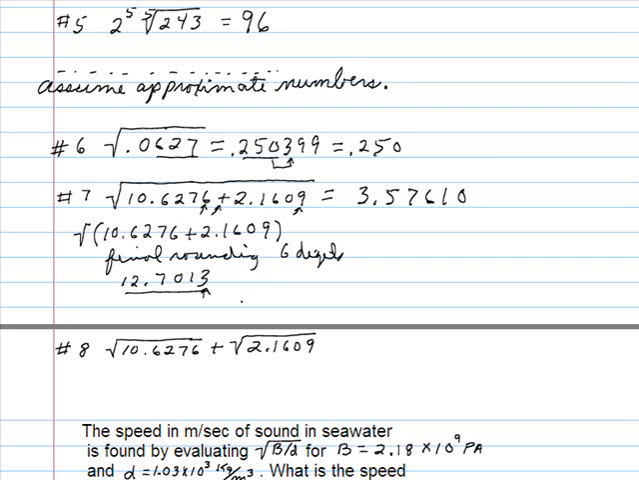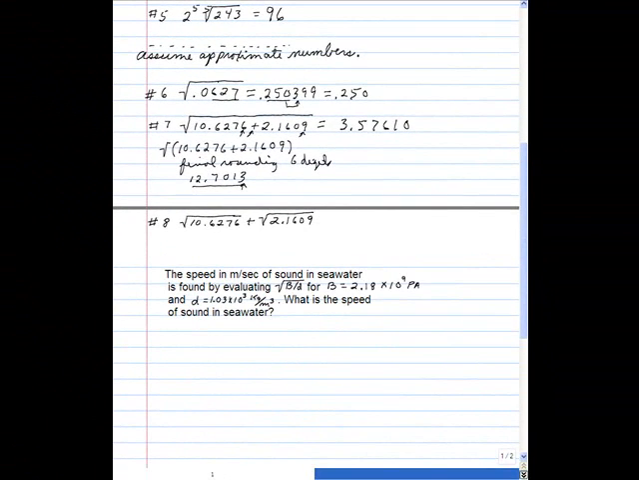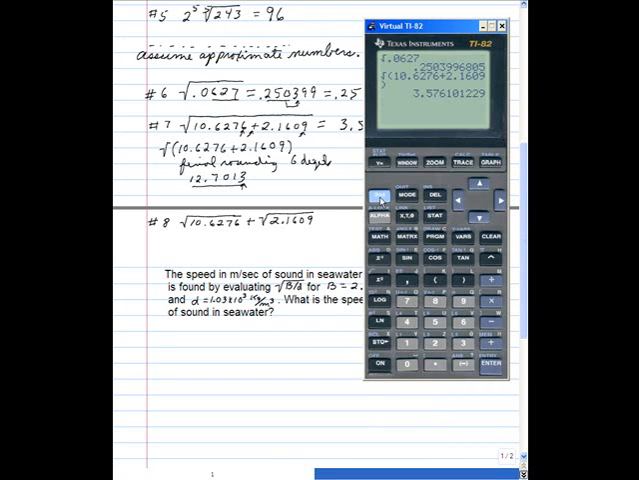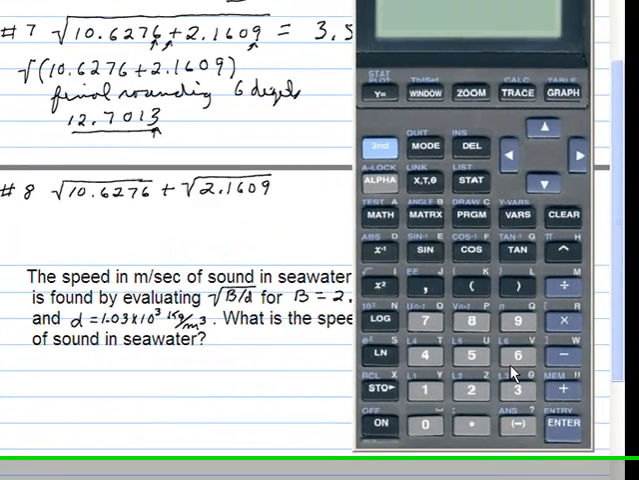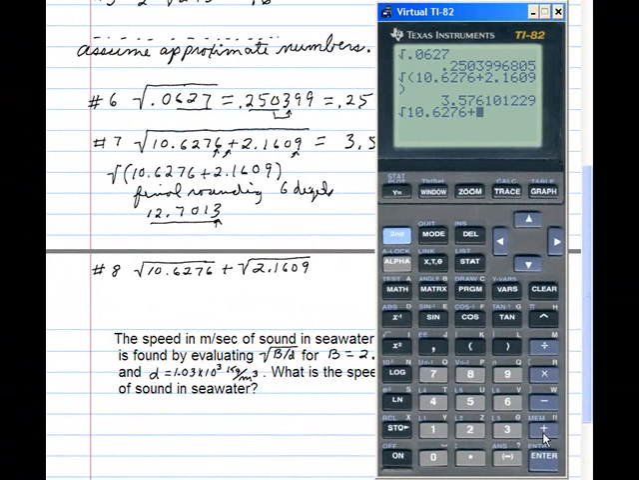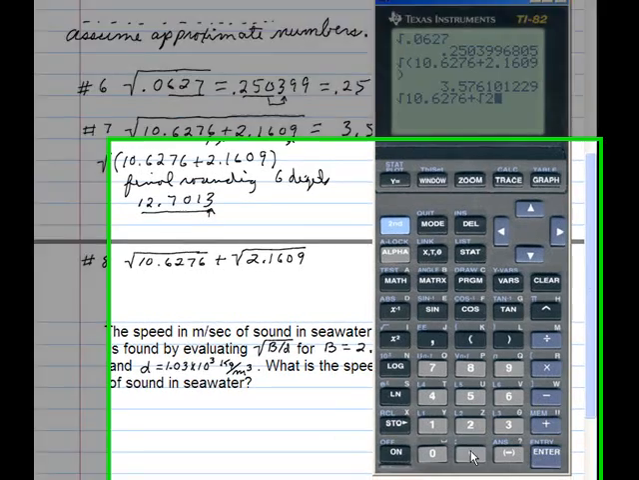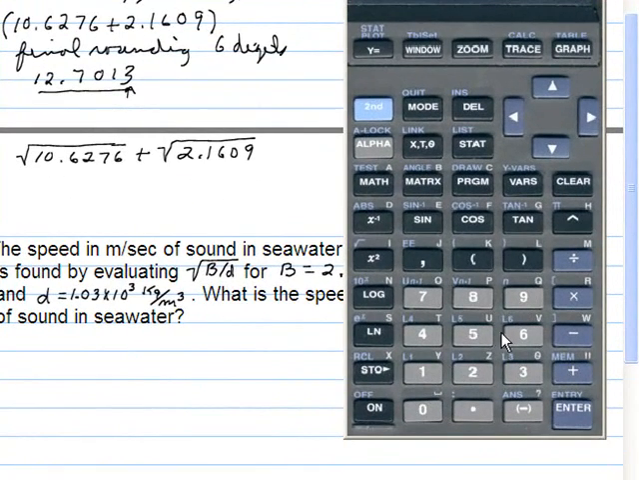Now let's do the same problem, but this time break the radicals in two to see, do we get the same answer? So I'll bring my calculator back up. I'll enter the first square root, second x squared. I'll put in the number 10.6276. Don't forget to close the bracket on a TI-83, plus the square root of 2.1609. There we add the square roots and we get 4.73. Man, that's a different number, isn't it?